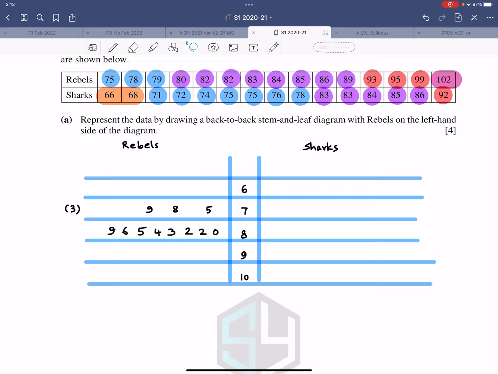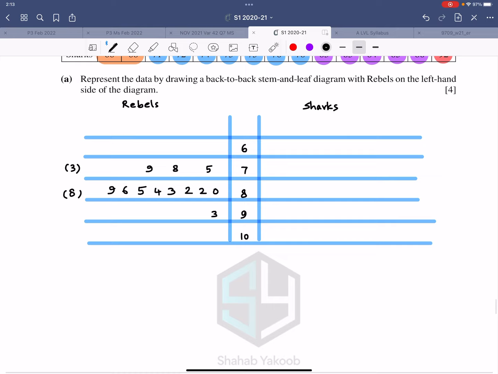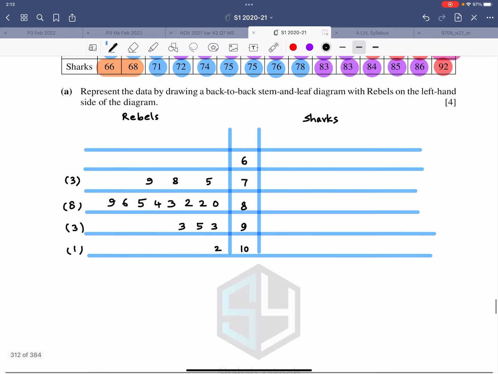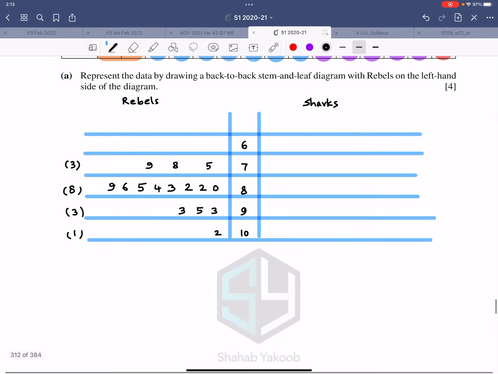This is 8. And then with 9, it's 3, 5, 3. That's 3 of them. And for 10, it's 1, 0, 2. So this is 2 and this is 1. So 3 plus 1, 4. 4 plus 8, 12. 12 plus 3, 15. Double check. This is 15.